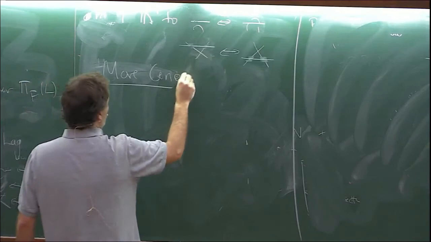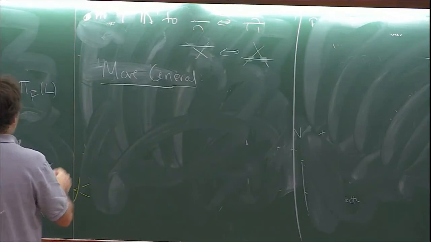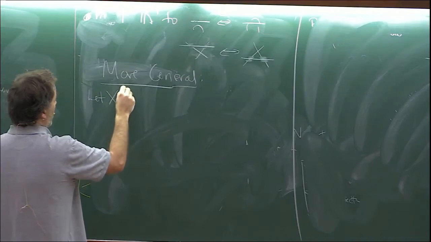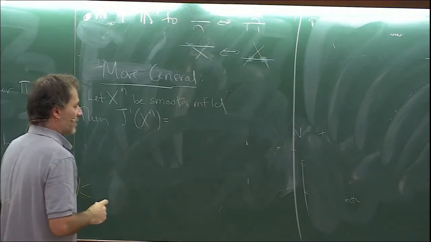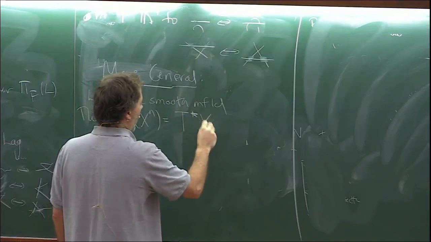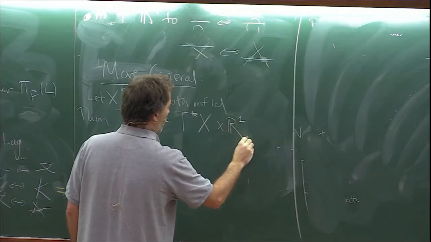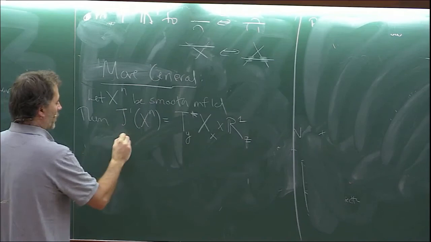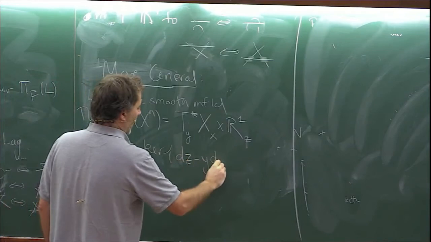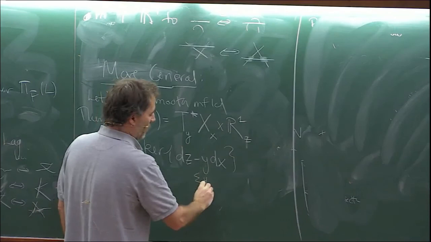So now, rather than R3, we're going to look at what's called the one jet space. Let X be a smooth manifold. Then J1 of X is defined, you can take it as a definition, as the cotangent bundle of X cross R. That's one-dimensional R, and we'll use a z-coordinate here, x-coordinate here, y-coordinate here. And the contact form C is, again, going to be the kernel of dz minus y dx. Because I'm dealing with lots of coordinates, I really mean the summation of yi dxi.